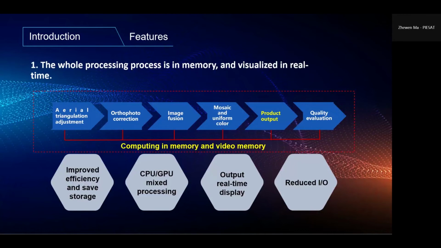And this entire process can be done in memory and in video memory, so that this will help to improve the efficiency and save storage in your computer. Also, CPU and GPU mixed processing is applied to save resources and to enhance the processing efficiency. And also, the output can be displayed in real time, and that can reduce a lot of input and output, which will, on the other hand, save resources.